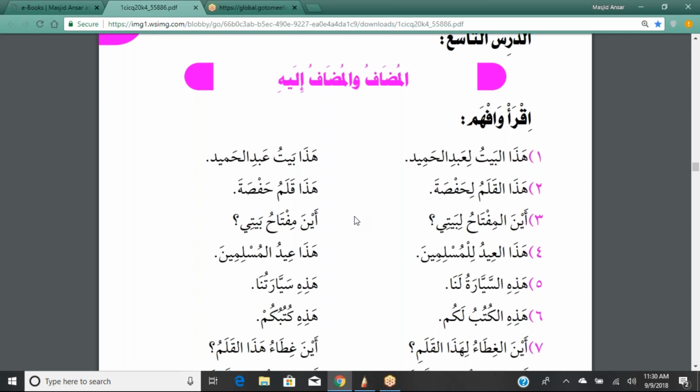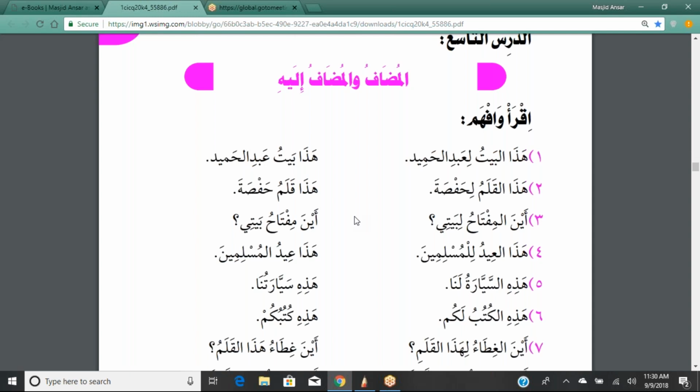Look at the first one. أين المفتاح، بأل، ألف لام. لبيتي has the lam al-mulk. So this has two things: the alif lam, المفتاح, and the lam al-mulk, لبيتي. With mudaf ilayh, you're getting rid of two things, the alif lam and the lam. So it's shorter.